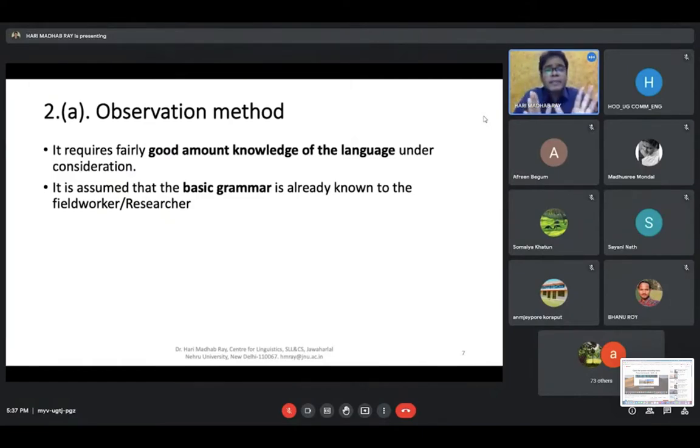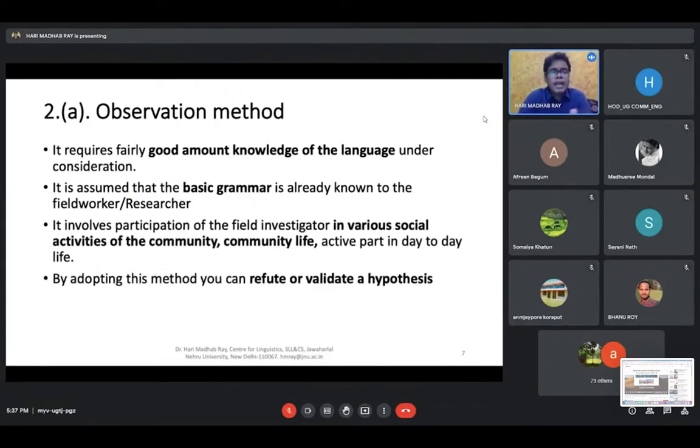And it is assumed that the basic grammar is already known to the field worker or researcher. So at least you know the basic grammar of that particular language. So actually, the observation method is pretty good if you're working on a particular language. Especially in linguistics, we talk about an area, let's say, sociolinguistics. If you're working in sociolinguistics, then the observation method is pretty good.